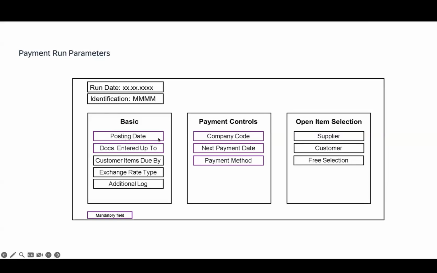The purple color is mandatory. So we need to enter a posting date, and then documents entered up to a certain point in time. So supplier invoices is what we're looking at specifically, entered up to a certain point in time. Payment controls, so which company or companies we're going to pay for the next payment date. So the system's going to want to know when you will do your next payment run, so that it only pays documents which are due by up to the next payment run. Okay, so we don't want to be overpaying.